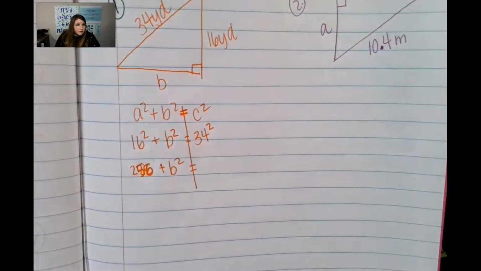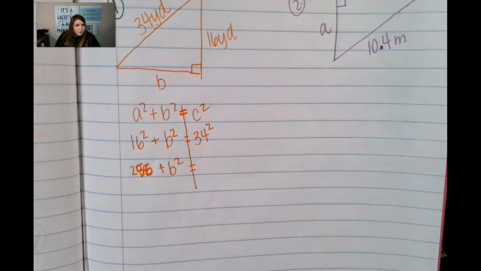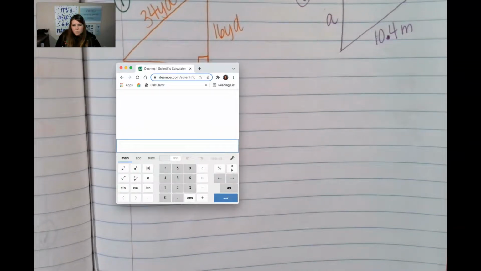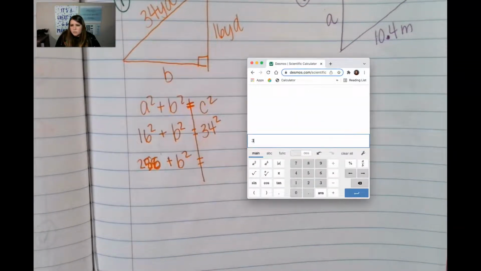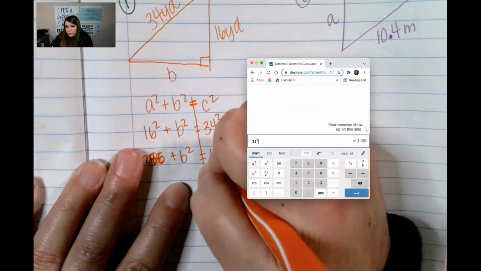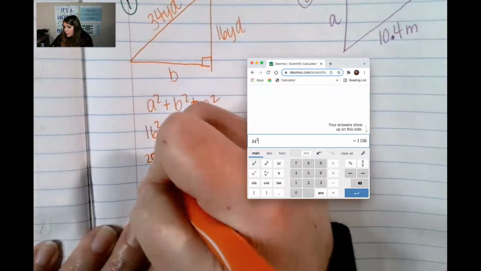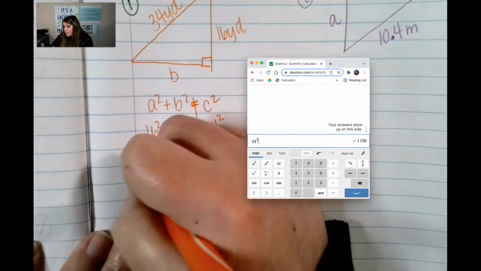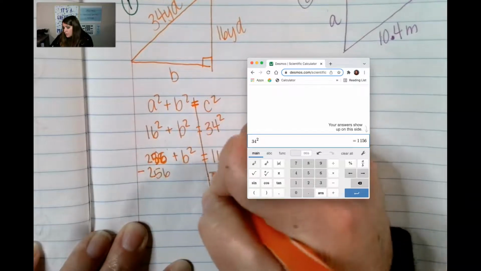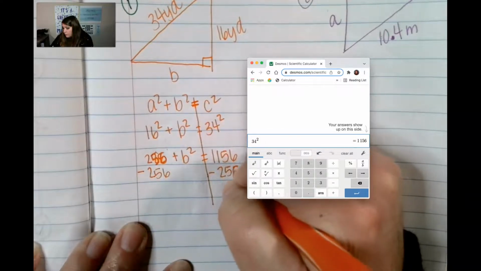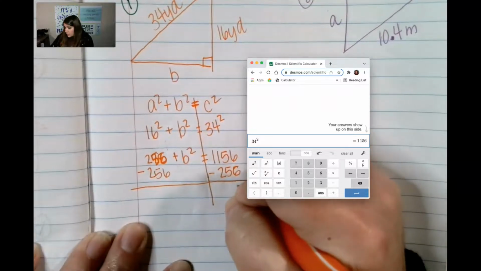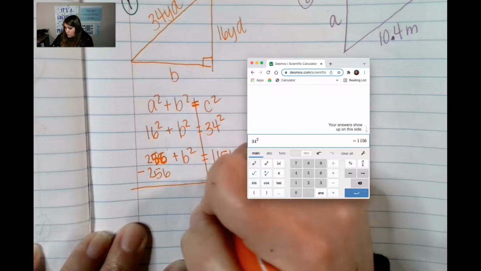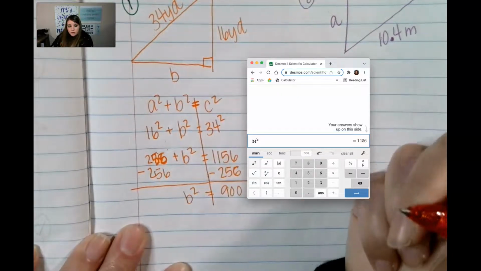Let's go ahead and do 34 squared. So we have 34, and we're going to square that. And that gives us 1,156. Okay, so now we want to isolate this variable so that we just have b squared by itself. So we're going to subtract 256 and subtract 256. This gives us now 900, and b squared equals 900.